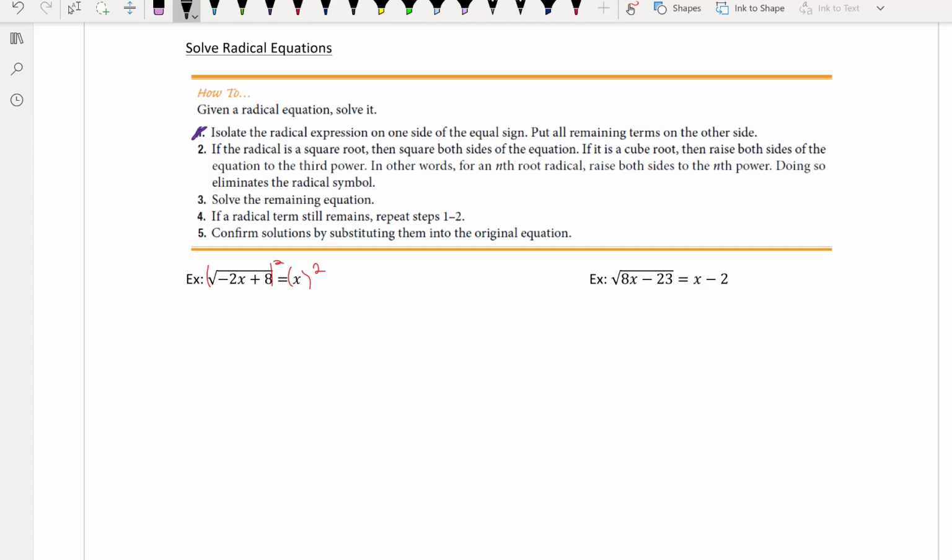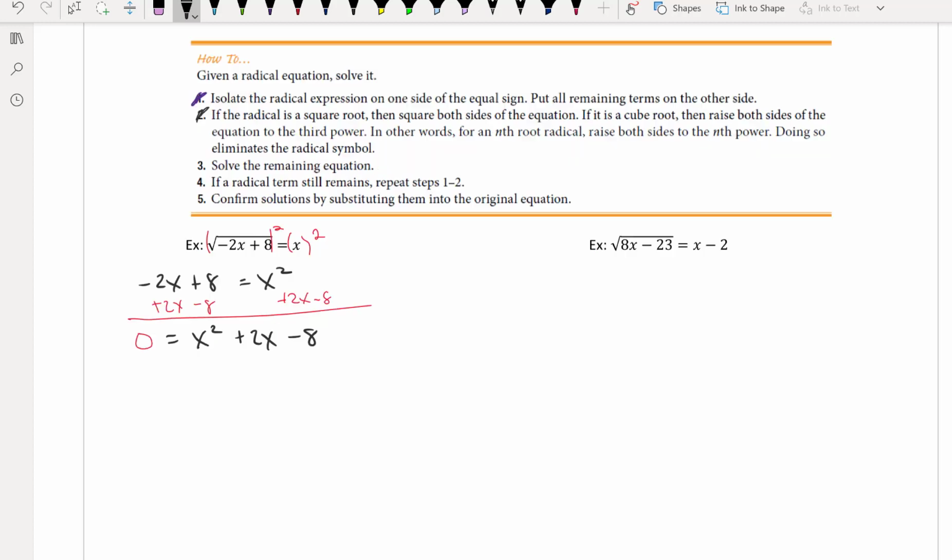Okay. And it says for step 3, solve the remaining equation. So the square root and the square cancel. So I'm left with a negative 2x plus 8. Now I have an x squared. So I'm going to subtract everything to make it equal to 0. So add 2x minus 8 plus 2x minus 8. So now I have 0 on one side, and it's going to equal x squared plus 2x minus 8.